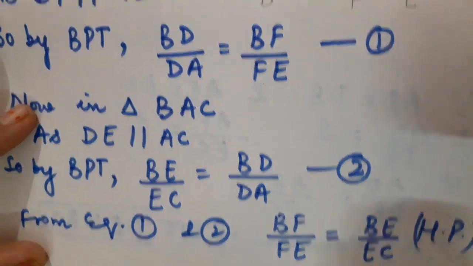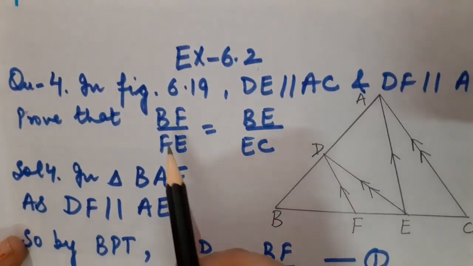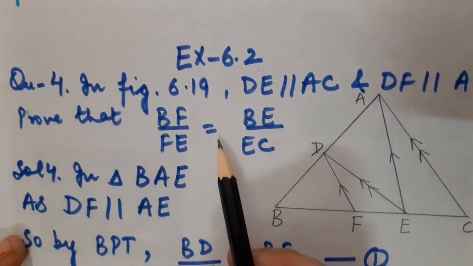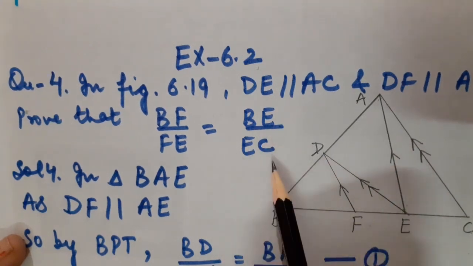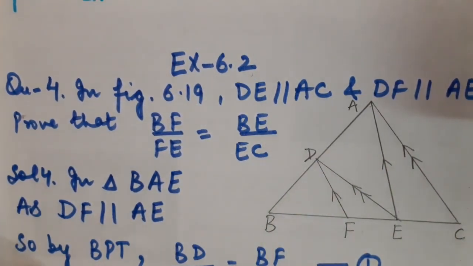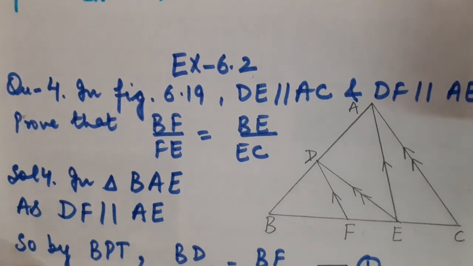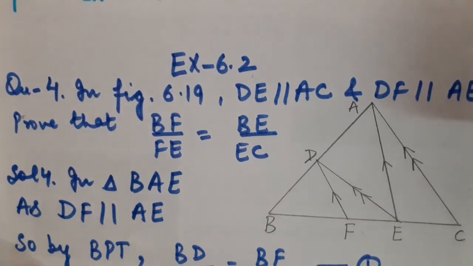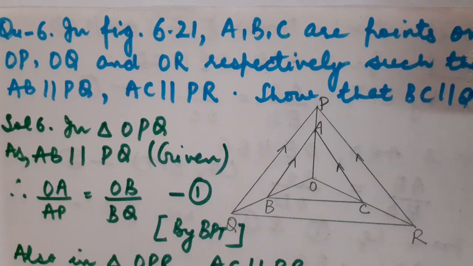Got it children? So what did we want to prove? We wanted to prove that BF upon FE must be equal to BE upon EC. Got it children? So in this way we will have to apply basic proportionality theorem. Got it? Now children, let us switch to the next question, that is question number 6.